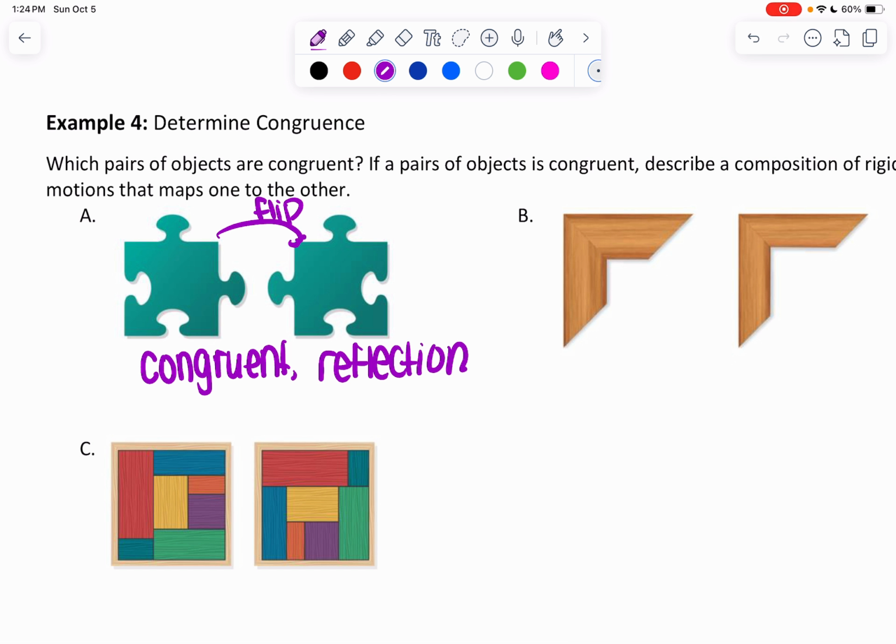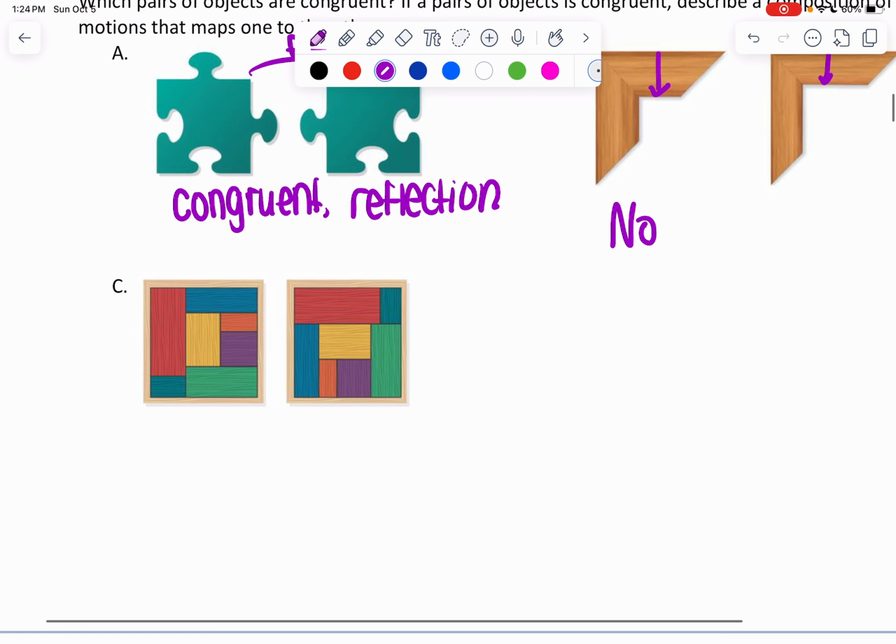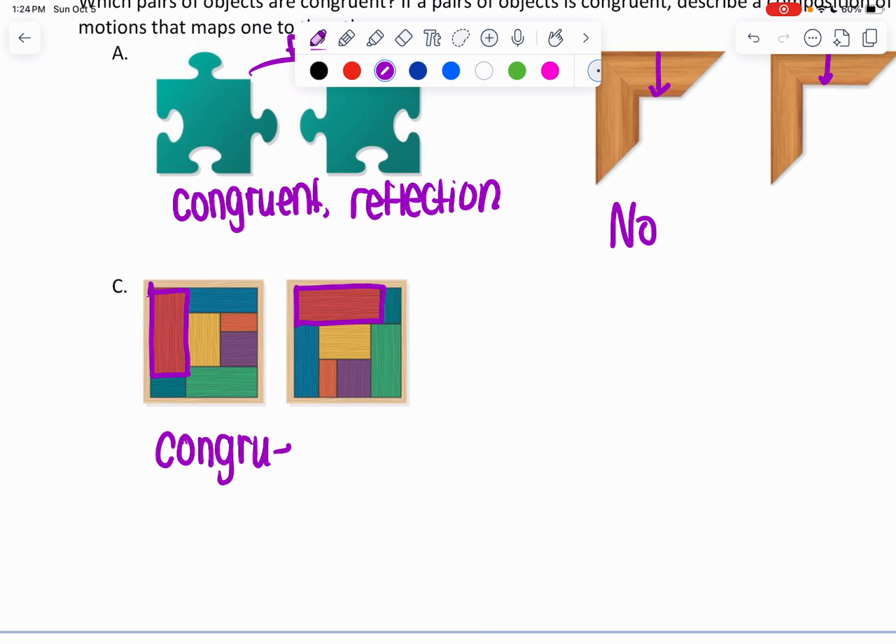This one, what I'm noticing is that this length up here is bigger than this length up here. So they are not congruent because they're not equal. So this would be just no. And then finally, the last one would be right here. So I can see that the boxes are the same, so that would be congruent. But now what I'm noticing is that it's almost like a turn. So in other words, that would be a rotation.